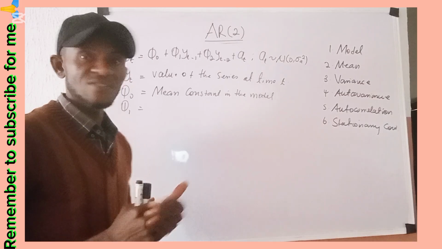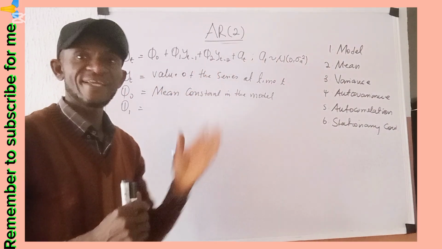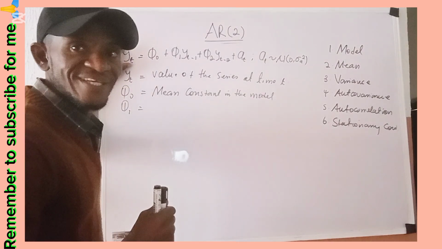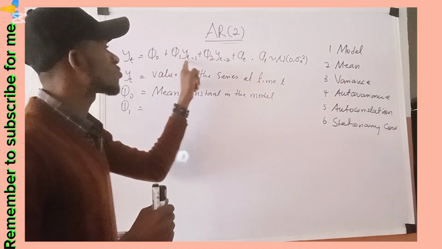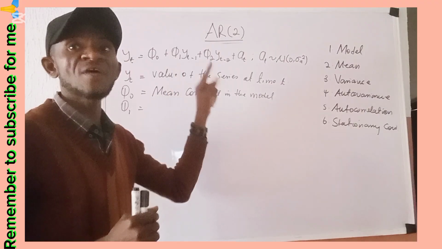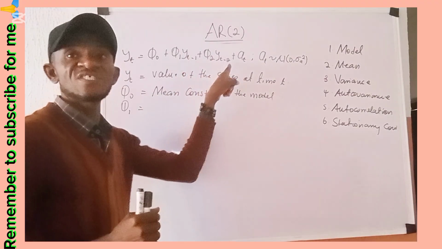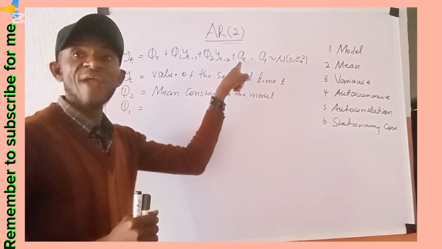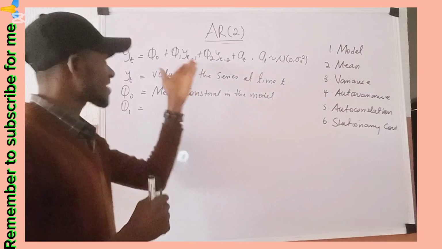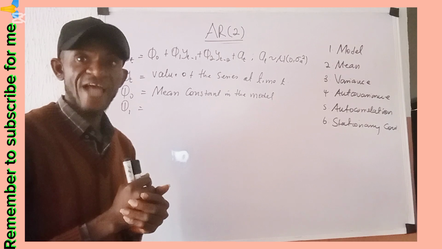So the next thing here is, looking at this, we can see that this is actually a regression model where the current value of the series is regressed on the two previous values of the series, at time t minus 1 and time t minus 2, and then the white noise at the current time. So that is actually how to write and explain the model of AR of order 2.